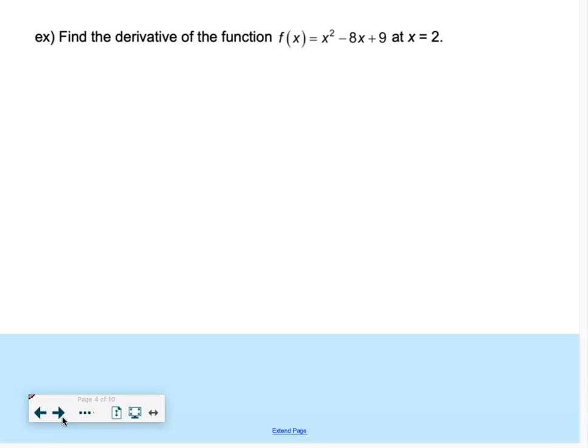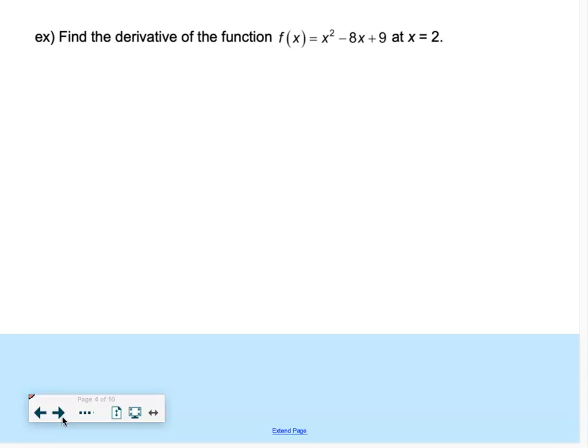So we're going to first find the derivative of f of x equals x squared minus 8x plus 9 at x equals 2. So finding the derivative is the same thing as asking you to find the slope of the tangent or the instantaneous rate of change. All those three things are synonymous, right? Derivative, slope of the tangent, instantaneous rate of change. They all mean the same thing. And they all mean you're going to use one of those two formulas you just learned.